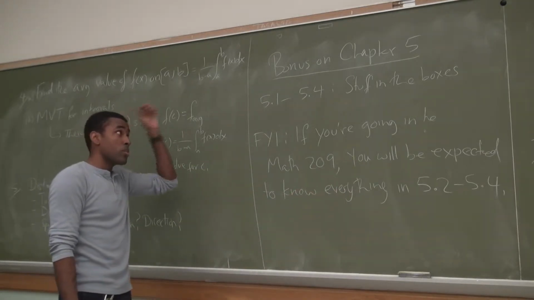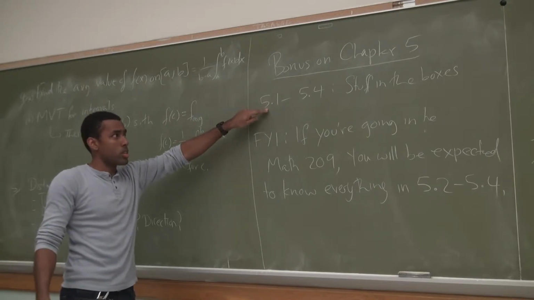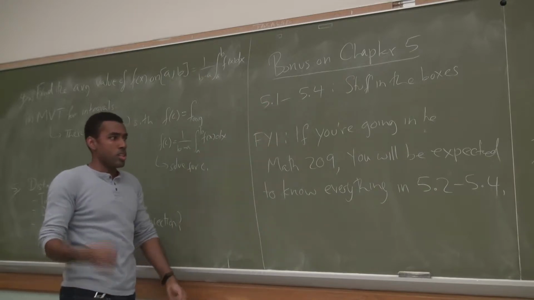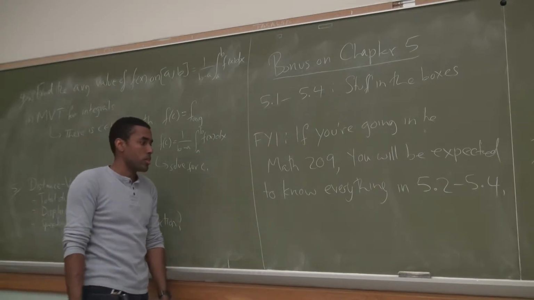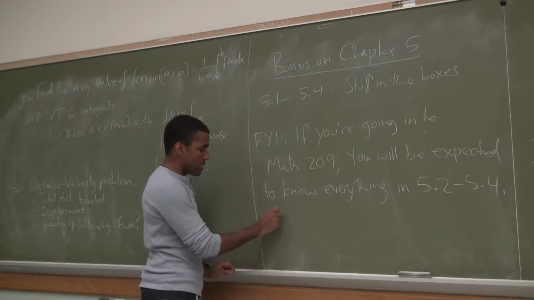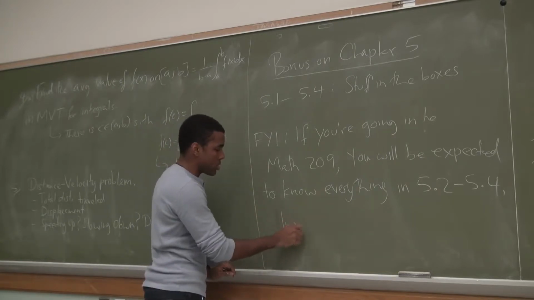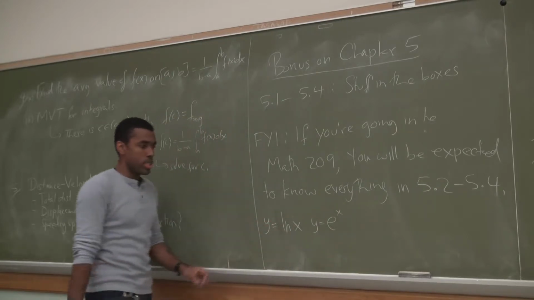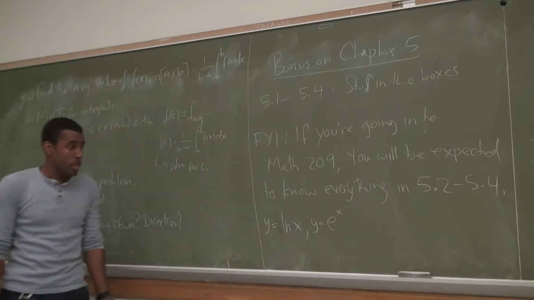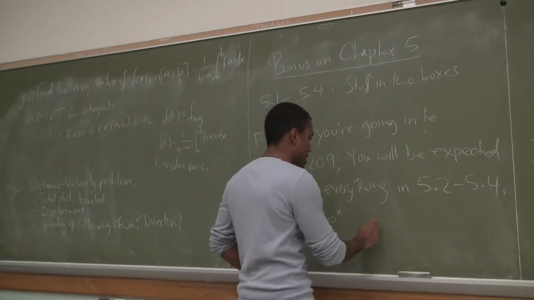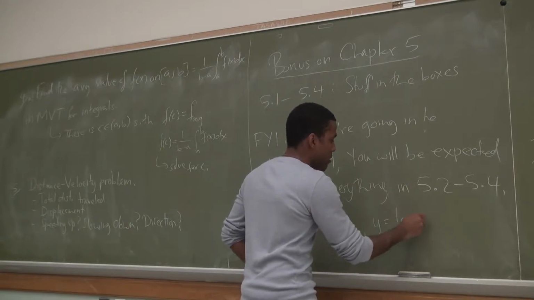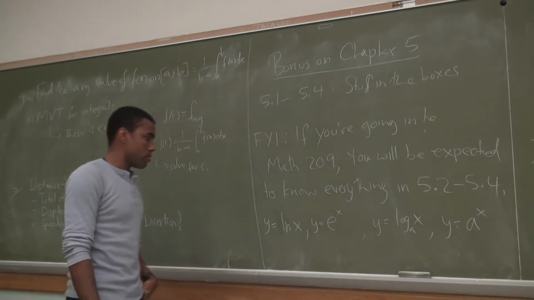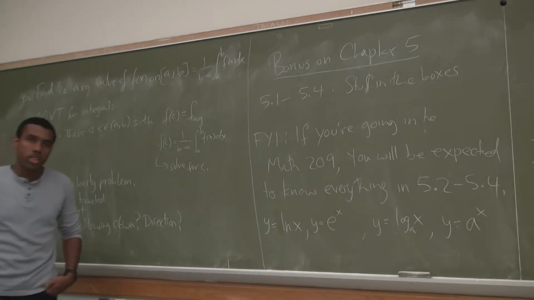So 5.1 talks about the derivative of inverse functions, and 5.2 to 5.4 talks about logarithms and exponential functions. How do you differentiate logs? How do you differentiate exponentials? The main stars are functions like ln x and e to the x. So you learn to deal with functions like that. How do you differentiate them? How do you integrate them? And how do you integrate general terms such as log to the base a of x or a to the x, where a is a constant?